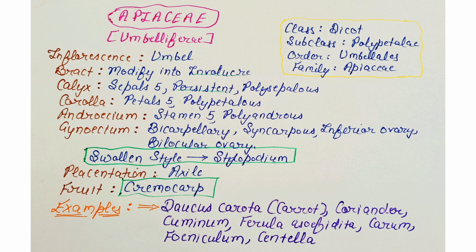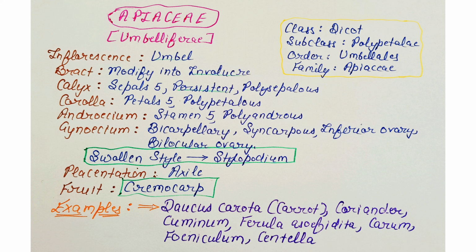Up next is the family Apiaceae, old name is Umbelliferae. This is a dicot family of subclass Polypetalae and order Umbellales. The inflorescence is umbel. Bracts are modified into involucre. Calyx is 5 and persistent and polysepalous. Corolla is also 5, that is polypetalous. Stamen is 5 in number and polyandrous condition is seen.